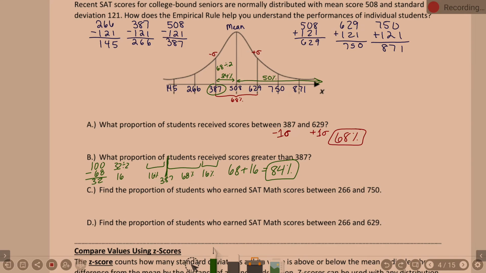C. Find the proportion of students who earned SAT math scores between 266 and 750. This one's too easy, isn't it? After the one we just did, this one's a piece of cake. Are you guys seeing it? What do you notice about 266 and 750? That is my plus or minus 2 standard deviations, which is 95% of the data, right? So since that is plus or minus 2 standard deviations, that is 95%. So if you just know the basics there, you can get that one.